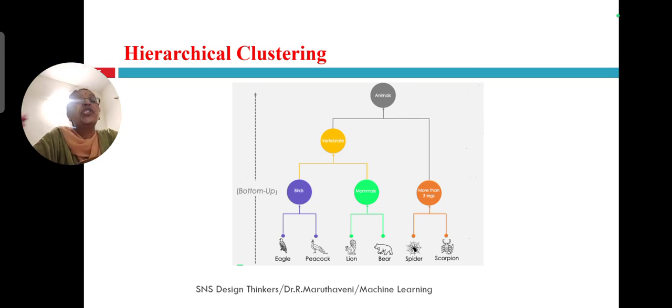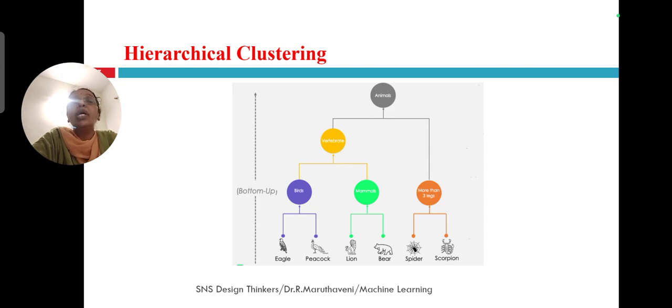Today we are going to see about hierarchical clustering. You can imagine that you have a bunch of different animals like eagle, peacock, lion, deer, etc. You want to put them into groups based on how similar they are. At the beginning, each animal is in its own group. So every animal starts alone.